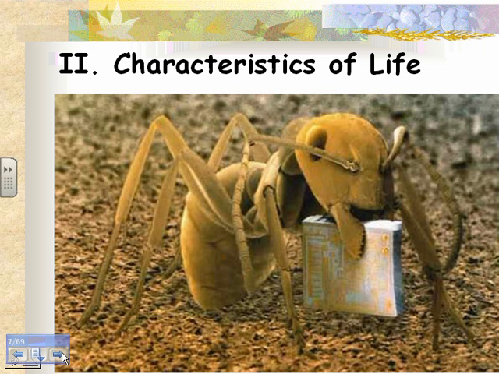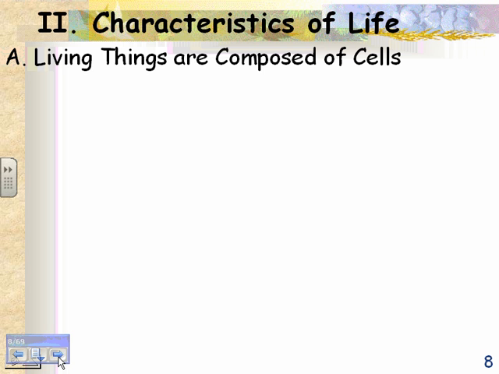So we're going to start out by looking at the characteristics of life. This is an ant, and it is alive, and this is a computer chip, and it is not alive. So we're going to look at what are the characteristics that make a living thing different from a non-living thing. Why is a bacterium considered alive, but a rock not? So the first thing is that living things are composed of cells.